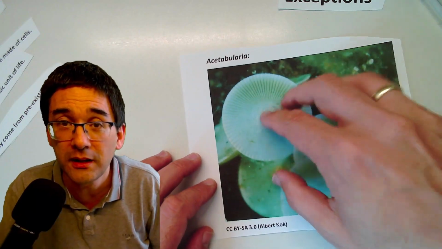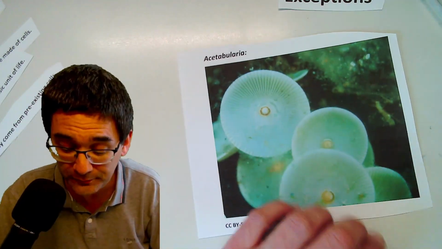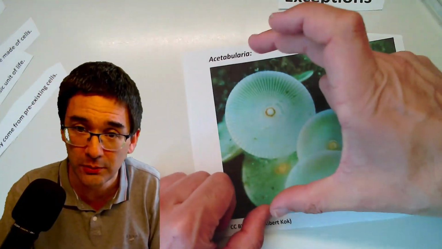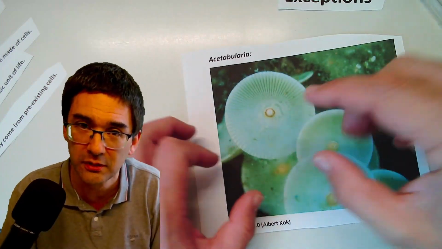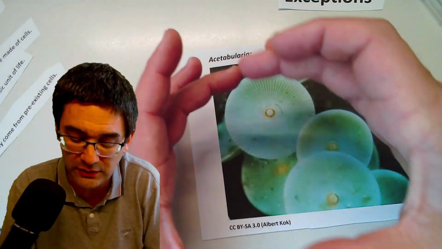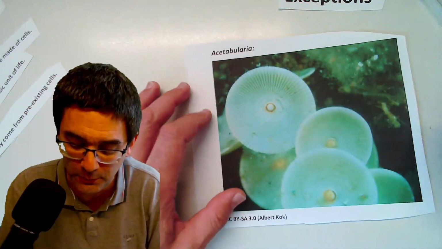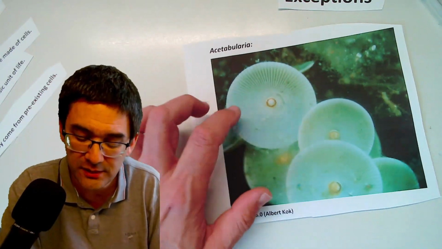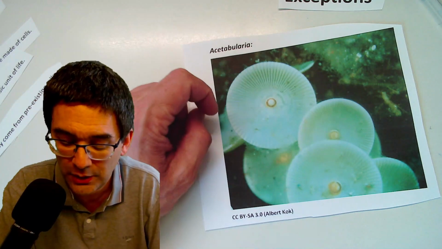Acetabularia. This is a green algae that's found in water. And it's about 10 centimeters tall, about this size, okay? Seen from the top, it looks a little bit like a round mushroom. And when scientists looked at this, again, this is pretty huge.